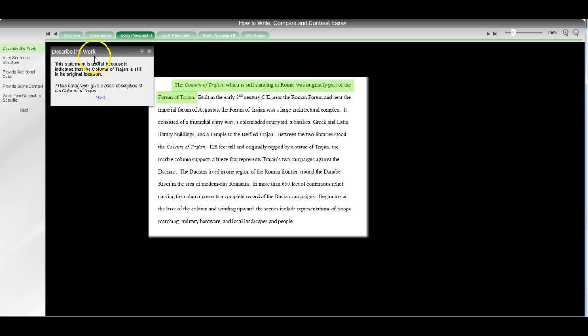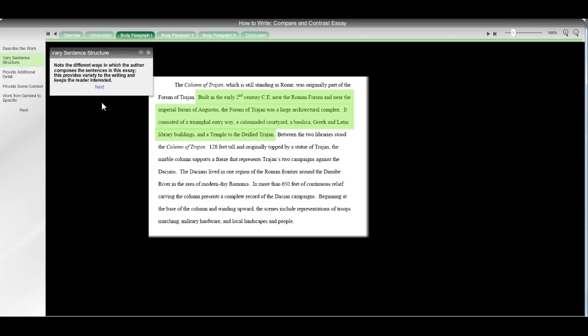Number 5, describe the work. This statement is useful because it indicates that the Column of Trajan is still in its original location. And in this green highlighted area, let's take a look at this description of the work. The Column of Trajan, which is still standing in Rome, was originally part of the Forum of Trajan. So in this paragraph, we have given a basic description of the Column of Trajan. Next screen.